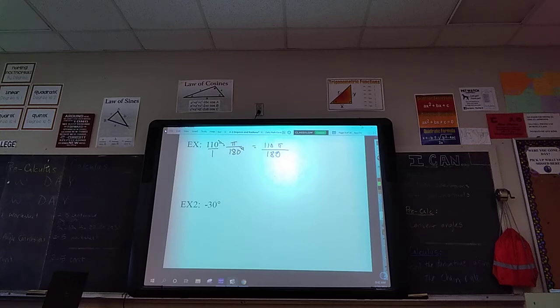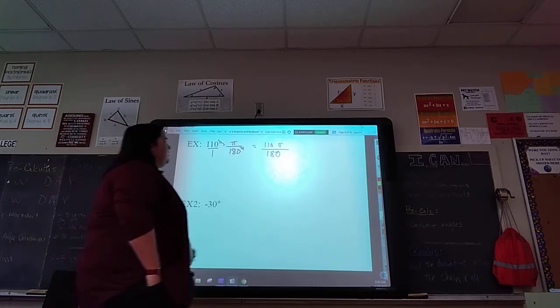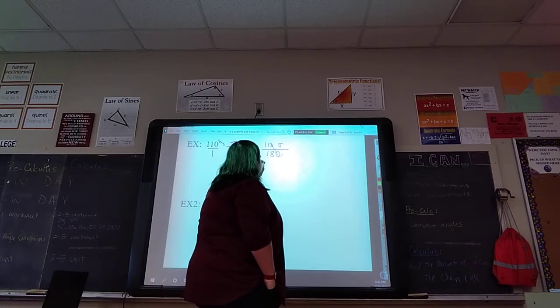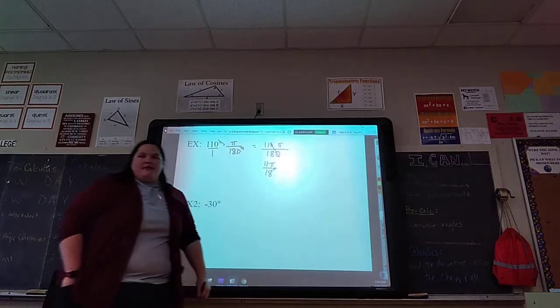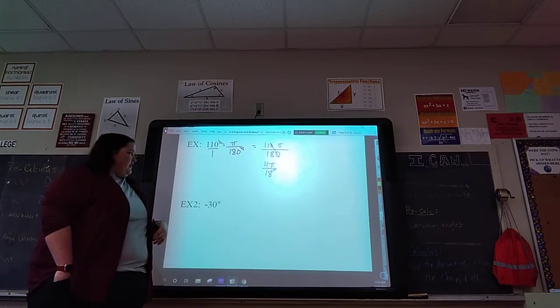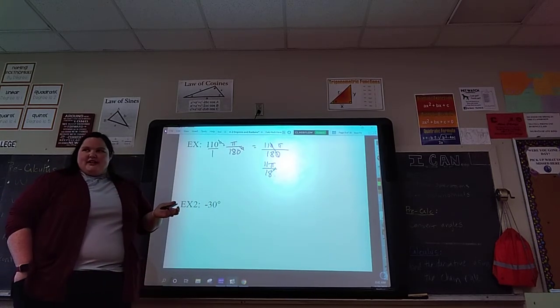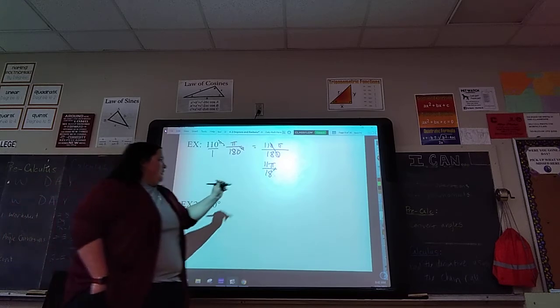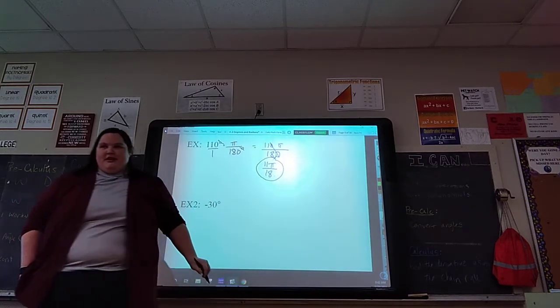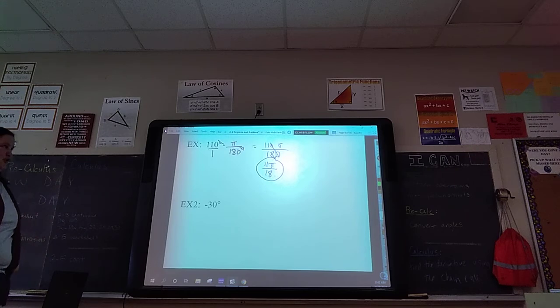How can I simplify that fraction of 110 over 180? Yeah, you get rid of the zeros. So it's 11 pi over 18. Every once in a while you might be able to simplify a little further, but I don't think there's anything else that divides 11 and 18 easily. So that is the radian measurement for 110 degrees.